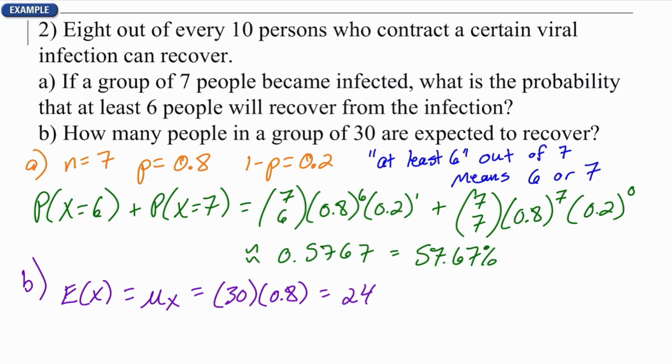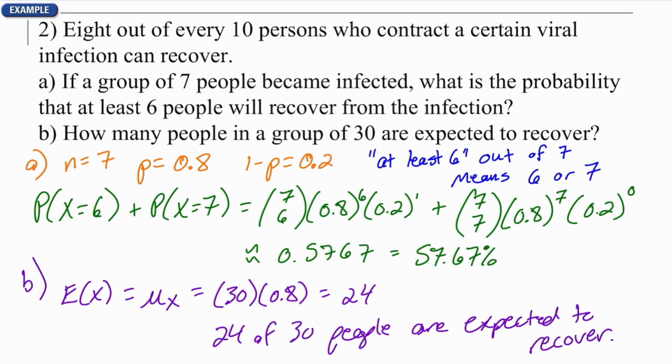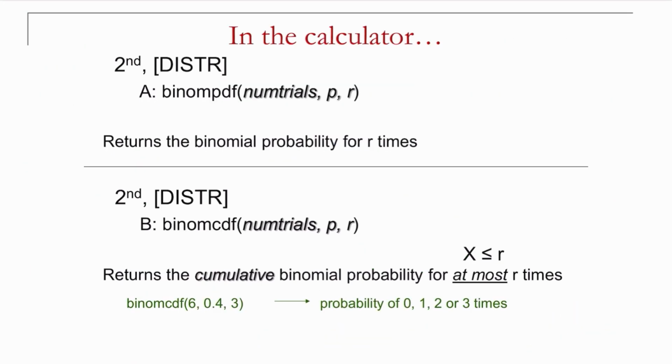If you're saying there's 30 people, and you have an 80% chance of recovering, then 80% of 30 people is 24 people. So 24 of 30 people are expected to recover. Now, you can do binomial probability distribution in your calculator.